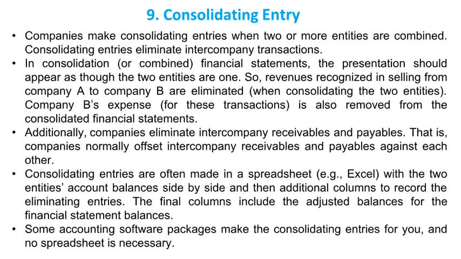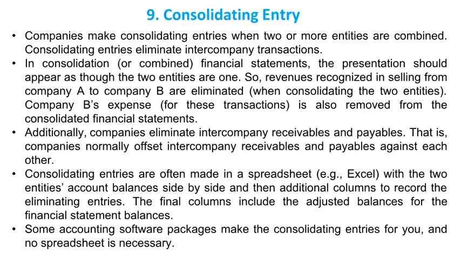So, revenues recognized in selling from Company A to Company B are eliminated when consolidating the 2 entities. Company B's expense, for these transactions, is also removed from the consolidated financial statements. Additionally, companies eliminate intercompany receivables and payables. That is, companies normally offset intercompany receivables and payables against each other.